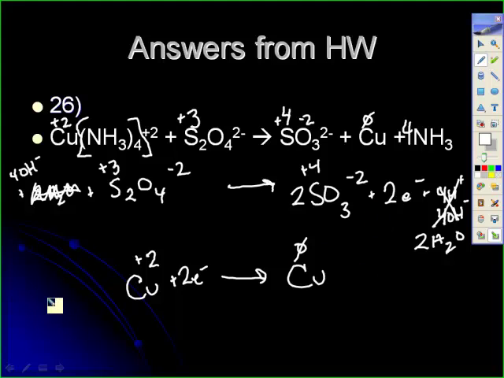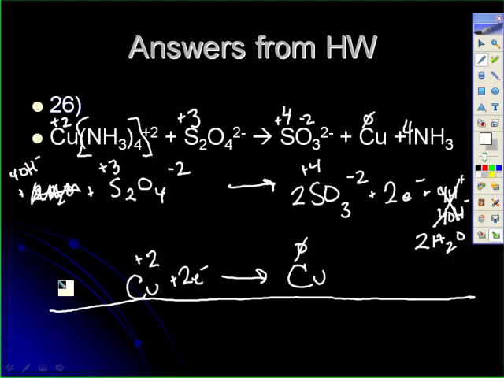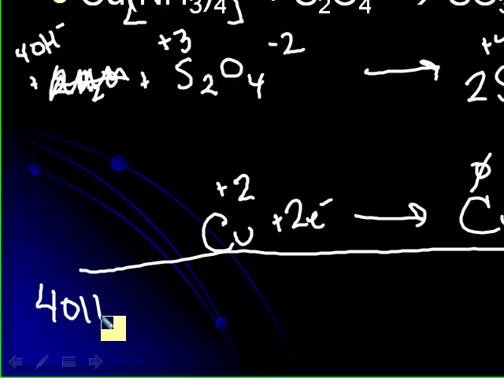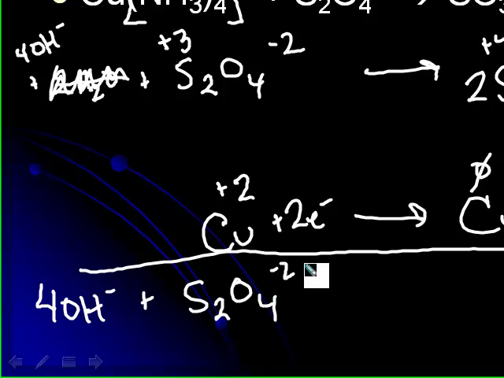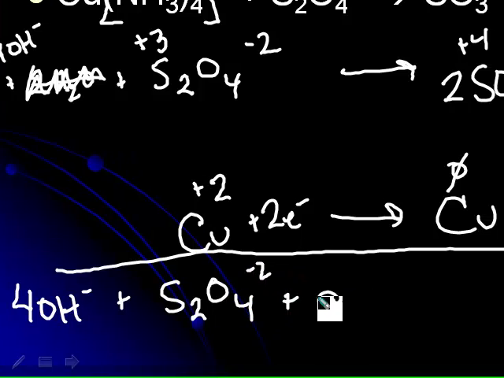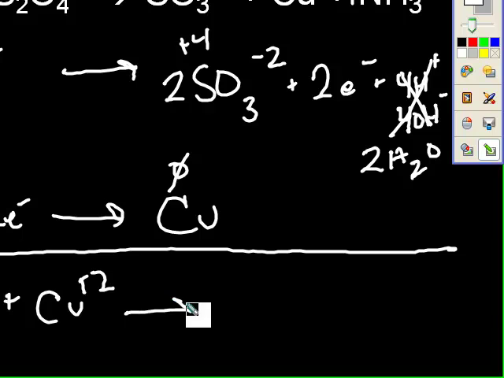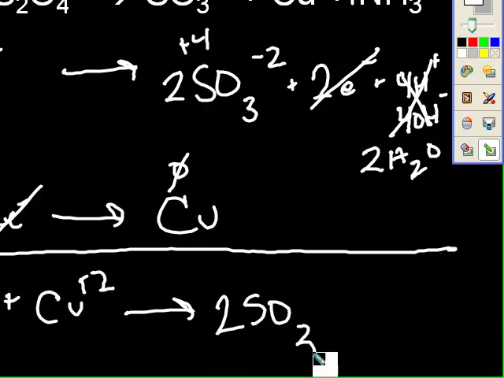My reduction is an easy one. So my oxidation was the hard work, and that's done, so I can add these together. No need to multiply anything. So I have 4 hydroxides, just 1 S2O4 -2. I've got a copper plus 2. Those electrons should even out. On the right hand side I have 2 SO3 -2.